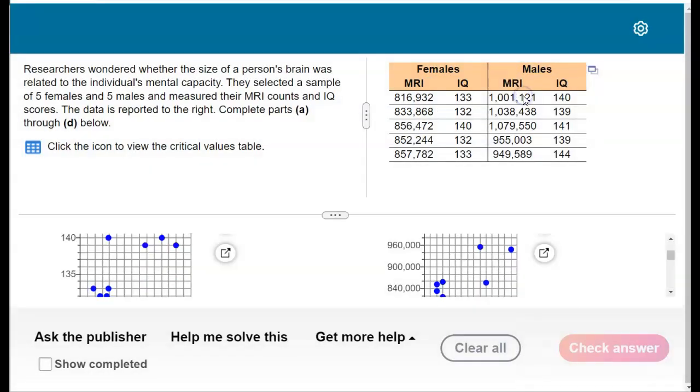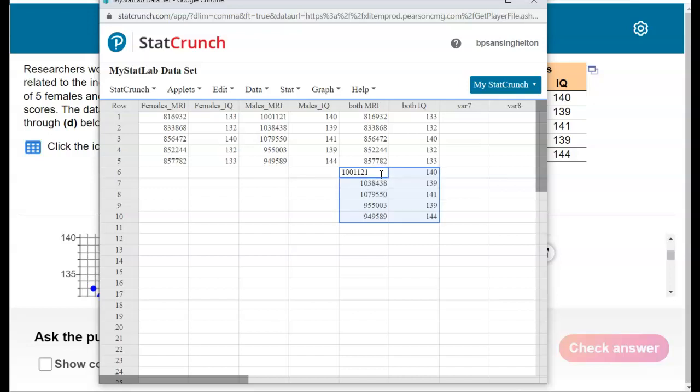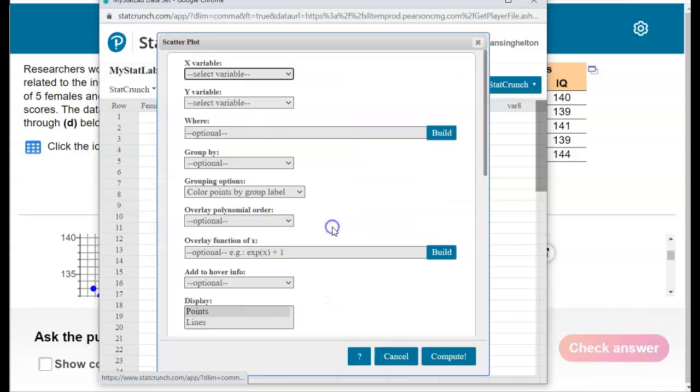So I'm going to open StatCrunch here. And here's the data. Now, they want a scatter plot of everybody, and so we actually need to make a new column that is both, so that we can make the scatter plot of both. So I'm going to copy and copy. I'm just doing Control-C and then Control-V. And then to make this scatter plot, I'll just do a graph and choose scatter plot.